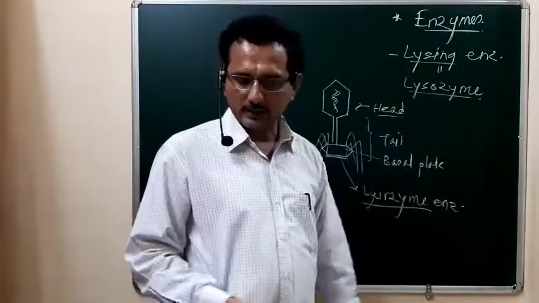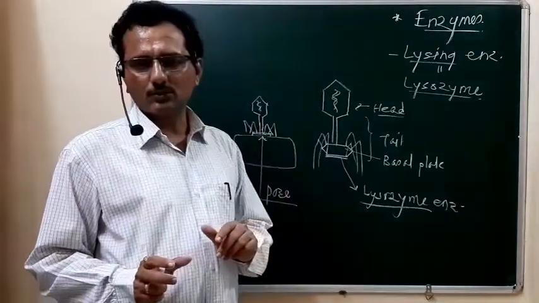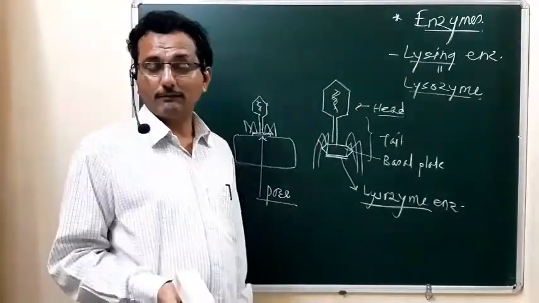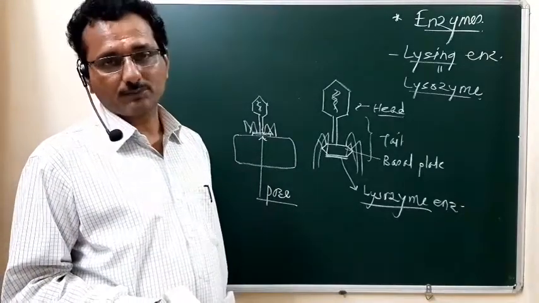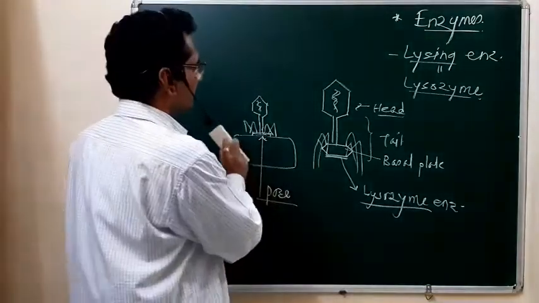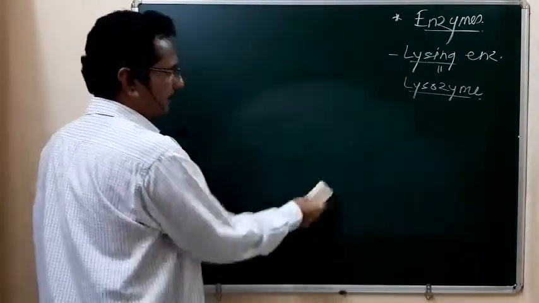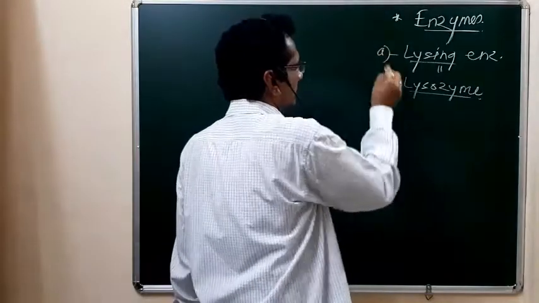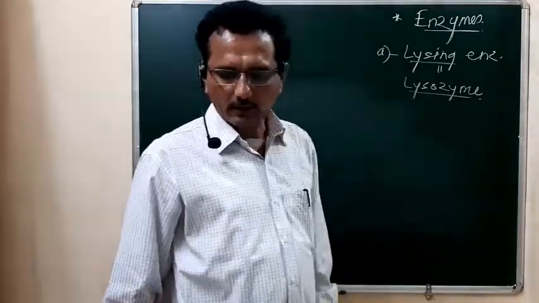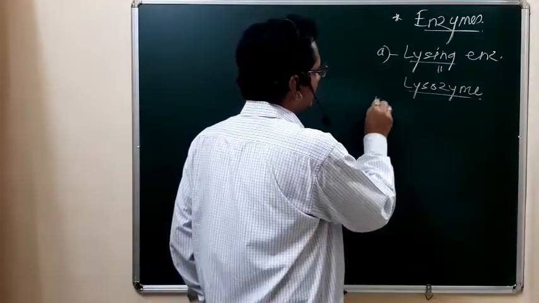So this is the lysing enzyme. It is also called a lysozyme. This enzyme plays a most important role, and it is a well-known example under the tools used in biotechnology. Then the next type of enzyme. So this is the first one, the lysing enzyme. Then the second type of enzyme.